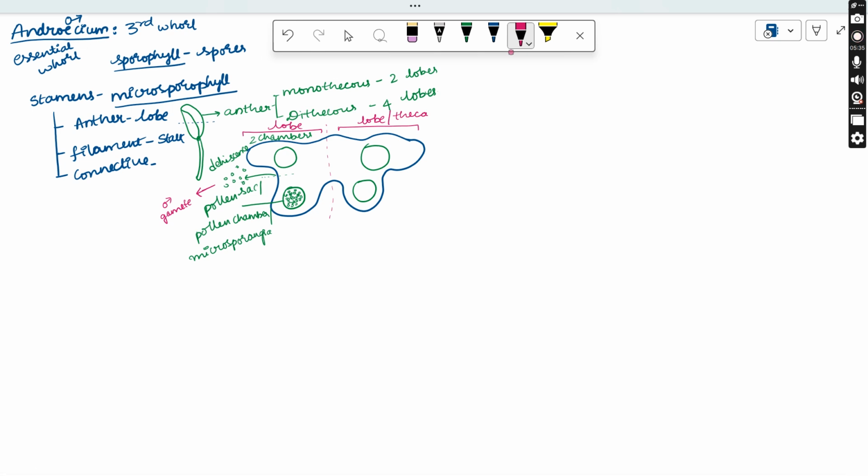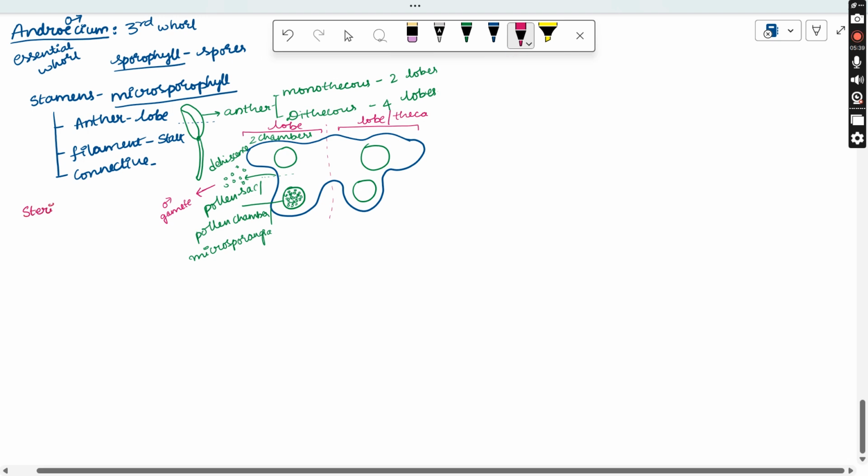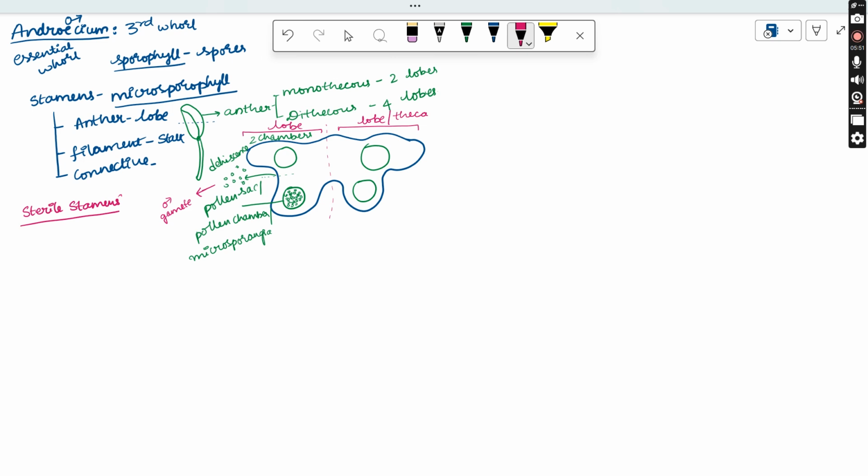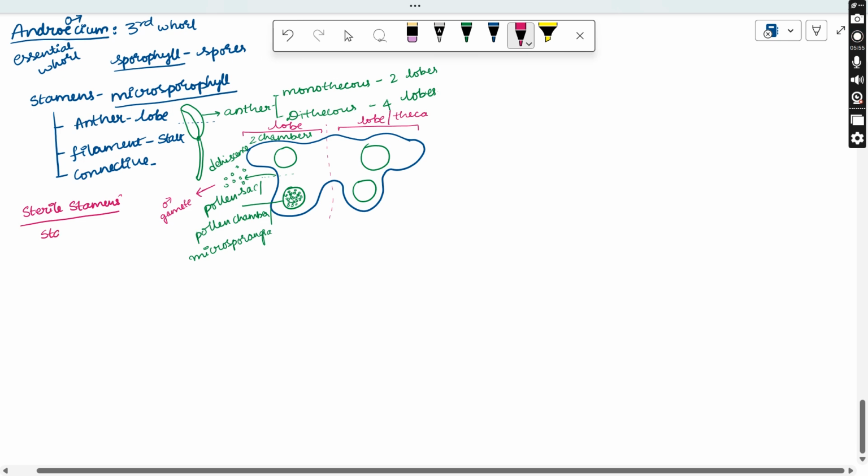But some stamens cannot even produce fertile pollen. Those stamens are called the sterile stamens. So, the sterile stamens may produce pollen, but it is not of the fertile type. They do not develop any fertile pollen. Those are called sterile stamens, or also called staminode. So, the staminode are the stamens that do not develop any fertile pollen, right?